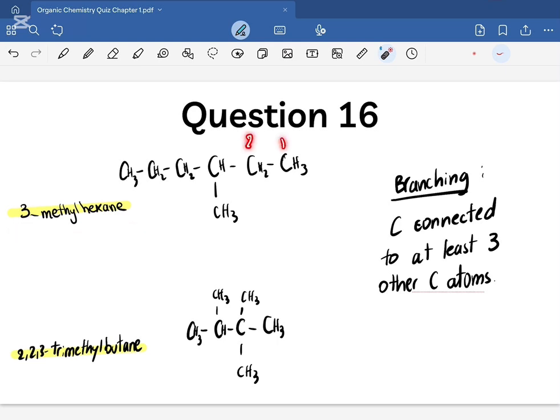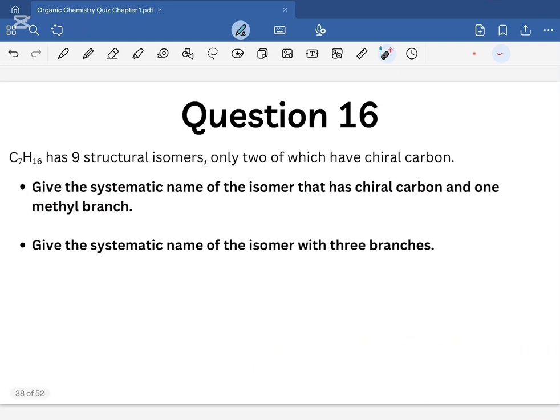So this carbon is going to be a chiral center, and the name of this isomer is going to be 3-methylhexane because we have 1, 2, 3, 4, 5, 6. So on the third carbon, we have a methyl group, and the longest chain is made up of 6 carbons, so it's going to be hexane. And this is the methyl. Now remember that branching takes place when the carbon is connected to at least 3 other carbon atoms. So the branching over here is at this carbon, as this carbon is attached to 3 different carbons. So it must be connected to 3 carbon atoms for branching to take place.